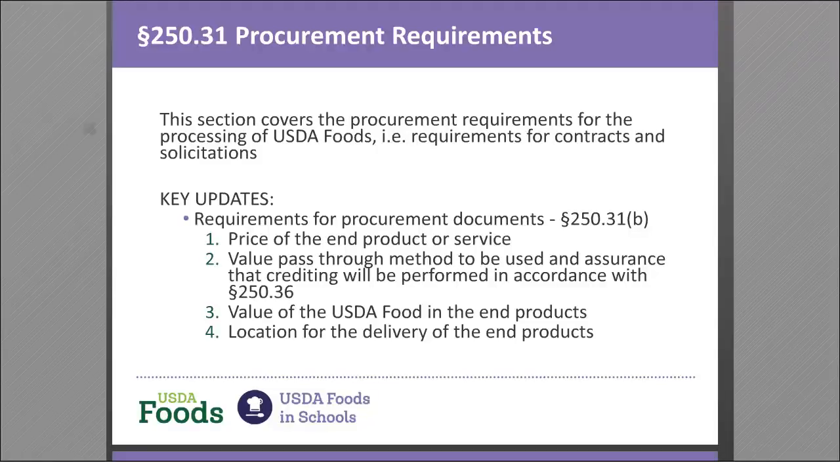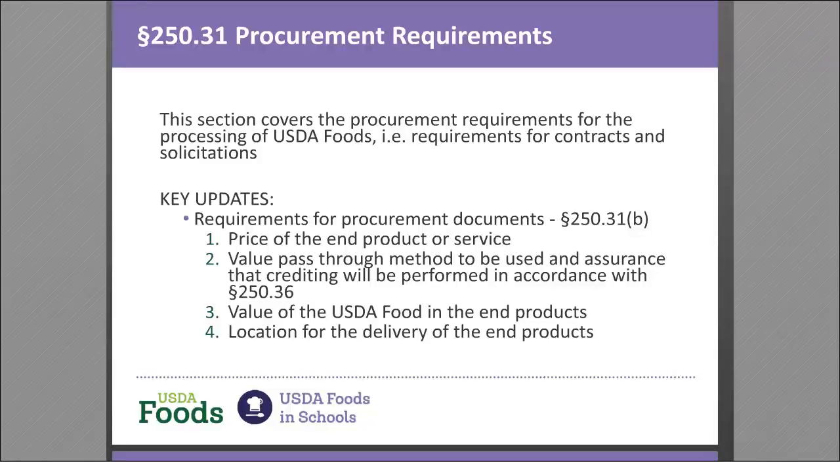250.31B lays out the minimum information that must be included in procurement contracts and solicitations for processed end products containing USDA foods. Our goal here is to ensure that federal rules requiring full and open competition are followed and to assist recipient agencies in ensuring that they receive credit for the value of USDA foods in finished end products.